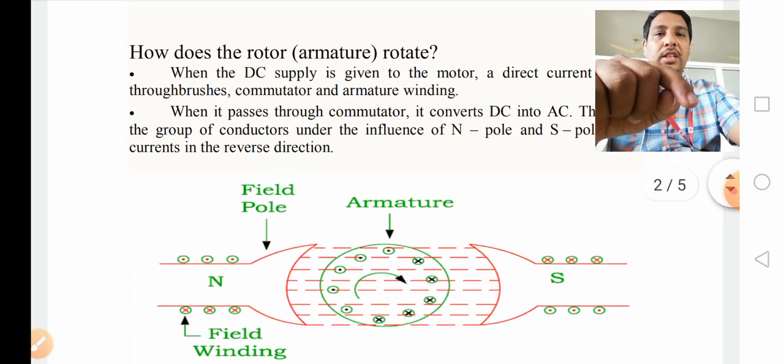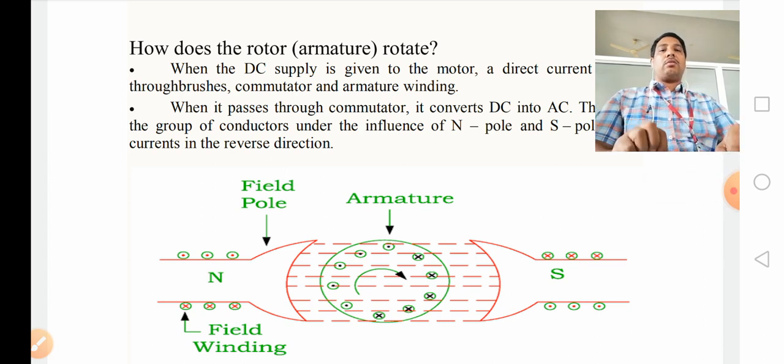Now next, how should the rotor armature rotate? That is the rotor part we have taken, which we discussed in the construction of the DC machine itself. In the last class, I discussed the DC generator. Constructionally, there is no difference between the DC generator and DC motor; only the principle changes, which is how the rotor armature rotates.